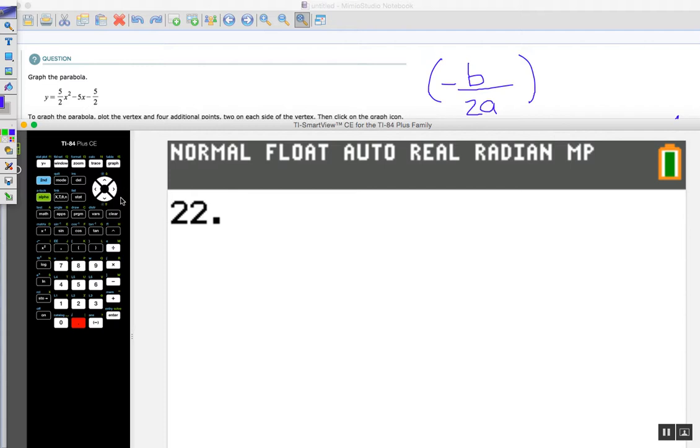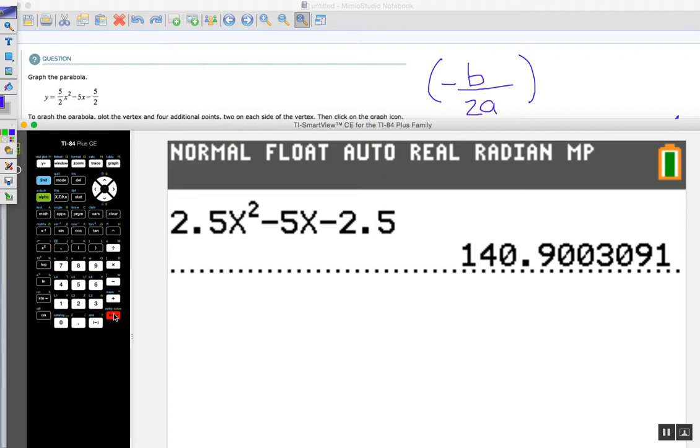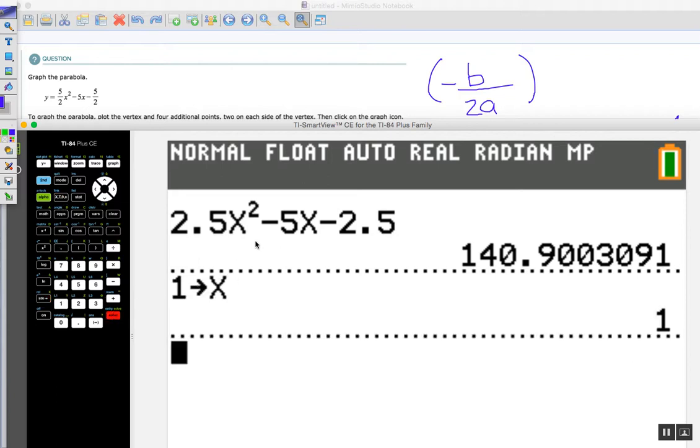Try it one more time. So 2.5 x squared minus 5, see I'm using this X,T,theta,n button up here, minus 5/2, which is 2.5. So there's my equation. I need to tell it though that I want x to be 1. So I'm going to type in 1 stored for x. So now the calculator knows that x is 1.